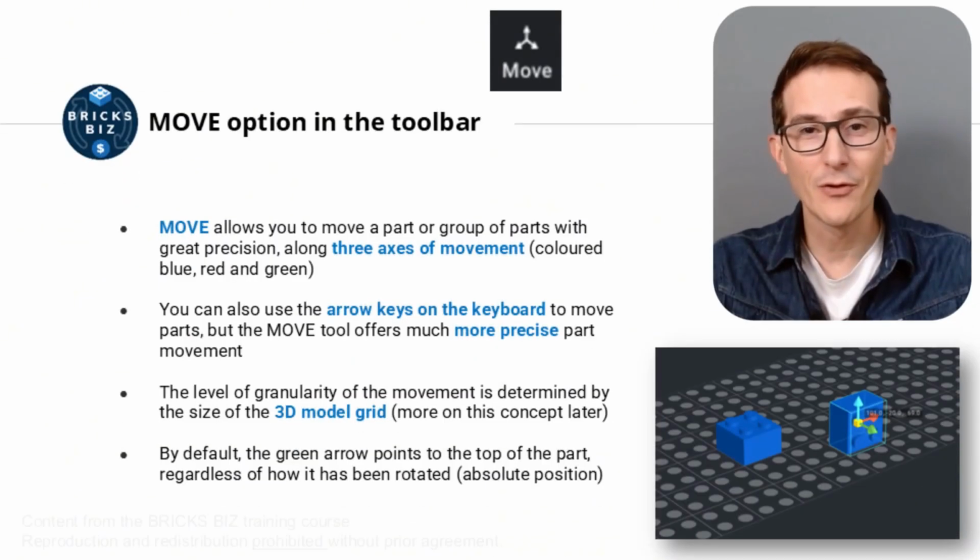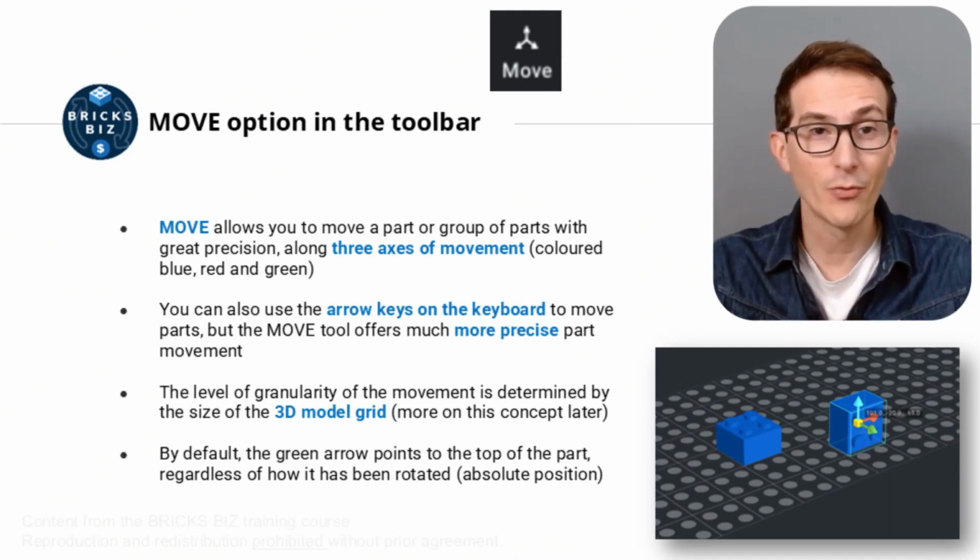The third option on the toolbar allows you to move a part or group of parts. Thanks to this option, you will be able to move parts precisely by shifting them along a specific axis with great precision.